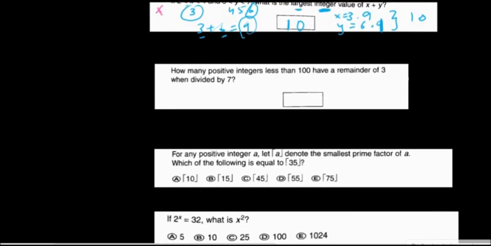Only the sum has to be an integer, right? Okay, let's do one more. How many positive integers less than 100? Positive integers. So positive integers are 1, 2, 3, 4, 5, 6 onwards. Less than 100 have a remainder of 3 when divided by 7.